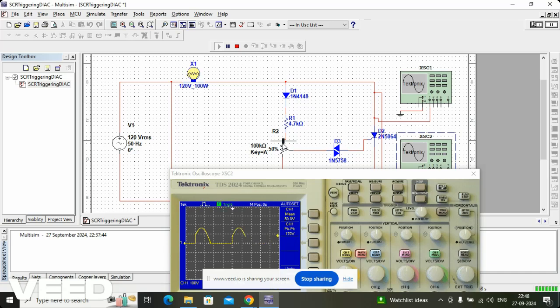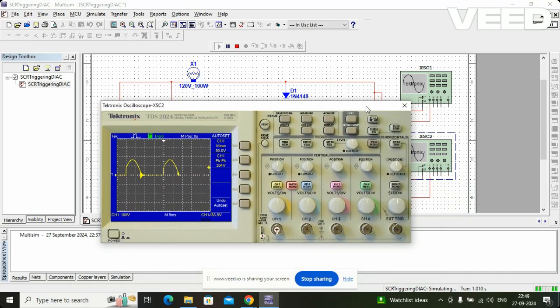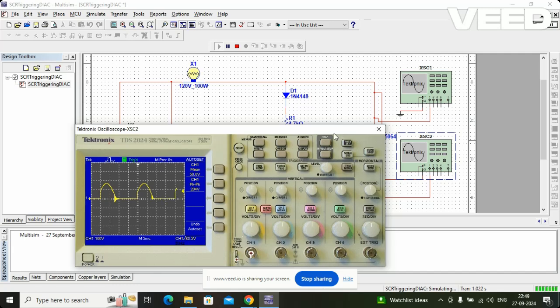That's basically the SCR triggering circuit using DIAC, and we have seen the waveform for the circuit, the waveform for load voltage as well as the waveform for the thyristor voltage.